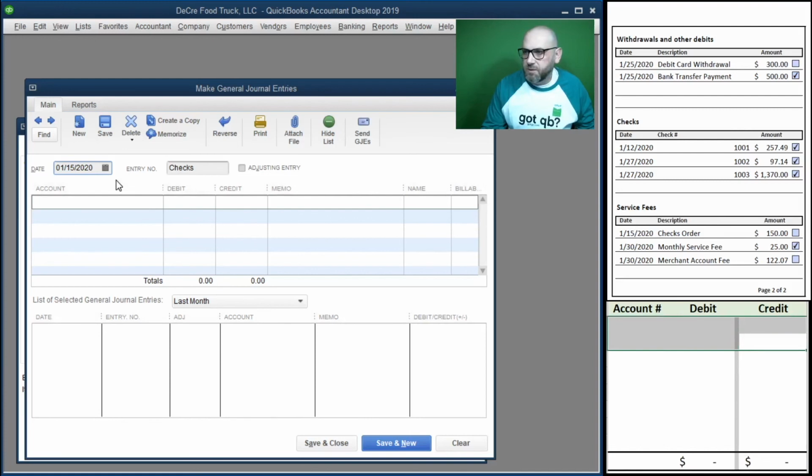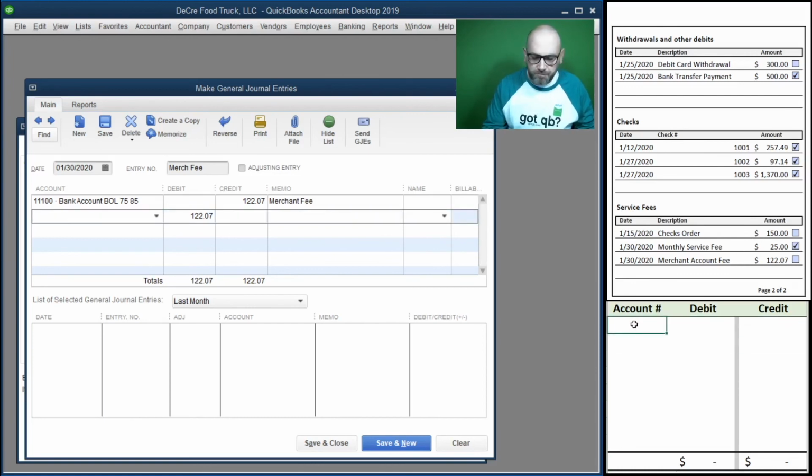All right, the last one is a merchant account fee. Because the bank processes payments from our customers on credit cards, they charge us a fee, and we got to pay that fee, and they take it directly. So again, our bank account is going down because that's where they took that money out of. How does it go down? It's credited, right? You have to credit your bank account if you want to reduce it because it's an asset.